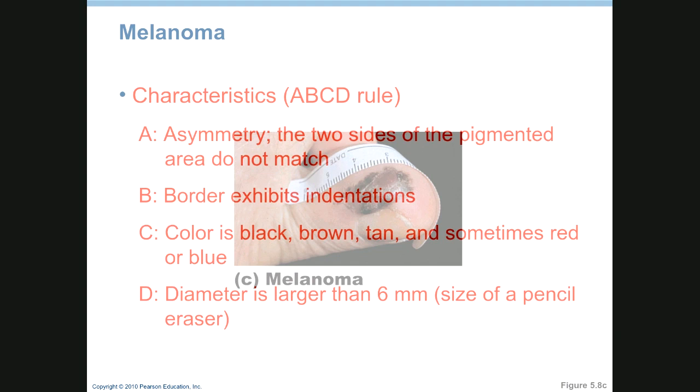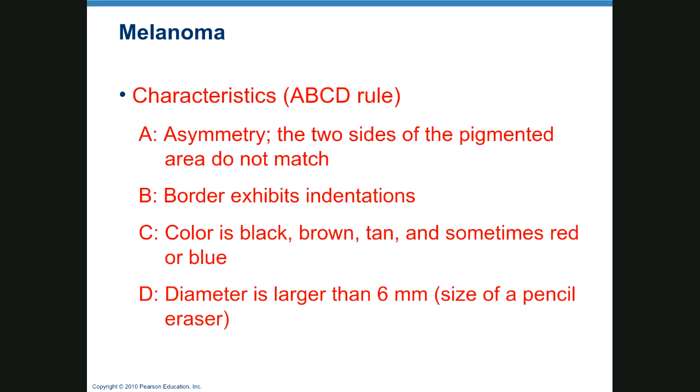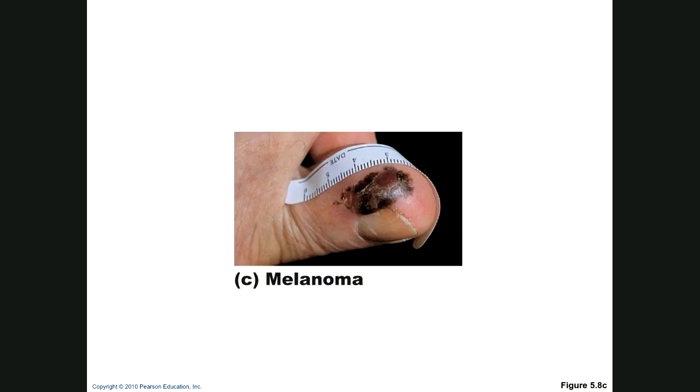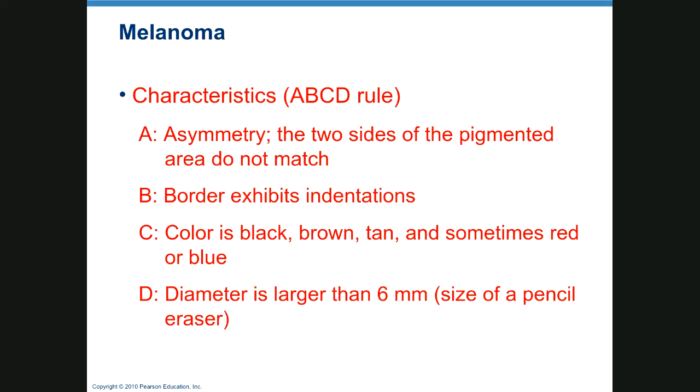The B stands for borders. So asymmetry, then borders, the lesion exhibits indentation. So the edges are not as smooth. Okay, so if you look here, the edges of the lesion are not as smooth. Look at a pigment, at a little freckle in your skin, and notice that the borders are smooth. So that's a benign lesion. And melanoma doesn't have smooth, even edges. It has uneven edges. So that's what the B stands for.